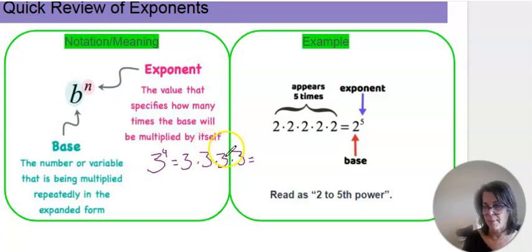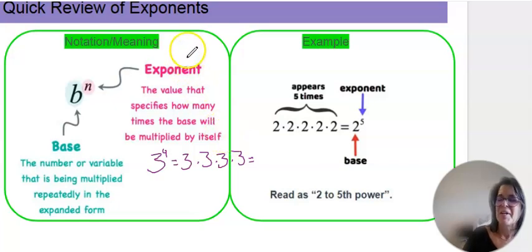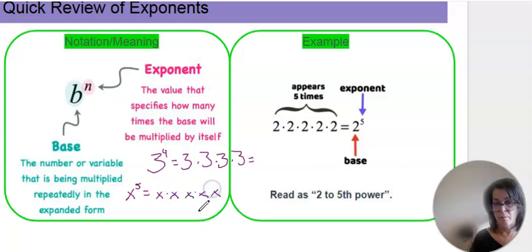3 times 3 is 9, times 3 is 27, times 3 is, I can't even think of it off the top of my head, but you get the idea, right? Okay, so the bottom number, often signified by a b, is called the base. And that can be a number or a variable. So you could have x to the 5th, and you already know that means x times itself 5 times. All right, base, exponent.